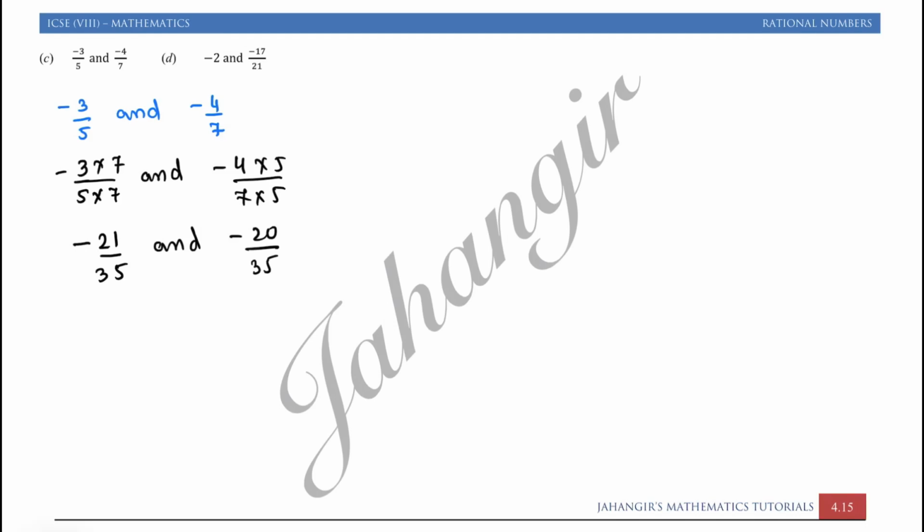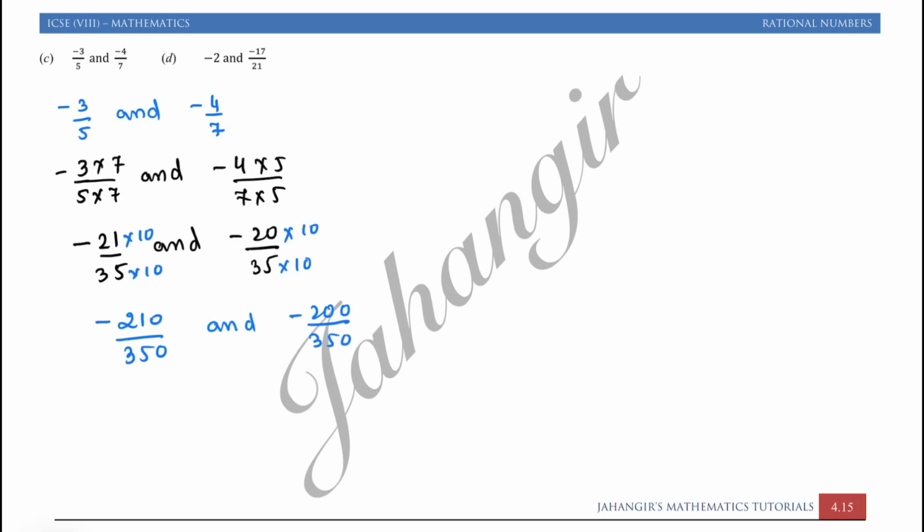See, numerator में gap is very less. Minus 21, minus 20, two consecutive numbers, but in between also we have many numbers. So if you have to avoid taking decimals, just like minus 20 point, minus 21 के बाद you can write minus 20.9, minus 20.8, minus 20.7 and so on you can write. But if you just want to avoid decimals, what you can do, you can just make it a larger number by multiplying it with 10. So this will become minus 210 upon 350 and minus 200 upon 350.